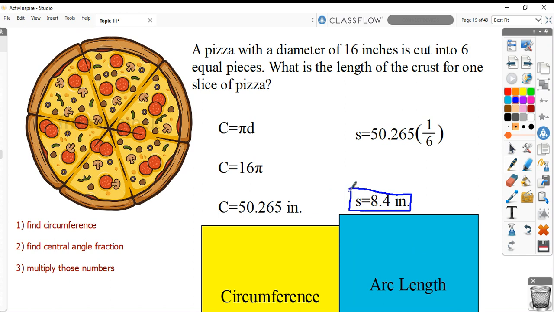Once again, I just want to point out that if your crust is 8 inches across right there, and it's 8 inches down to the point of that pizza, that is a huge slice, and I love everything about that.